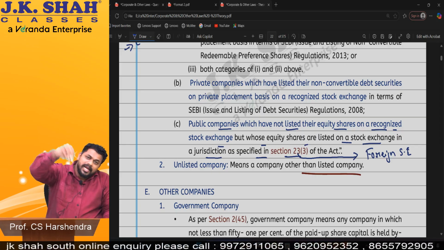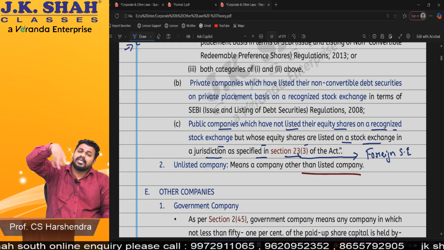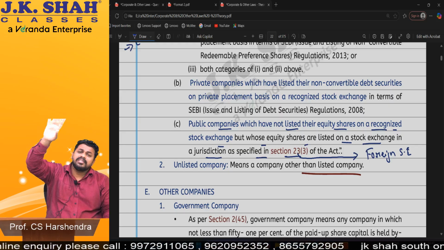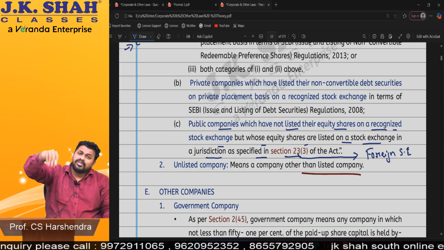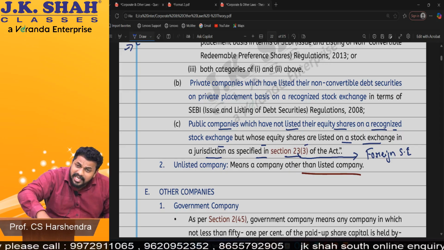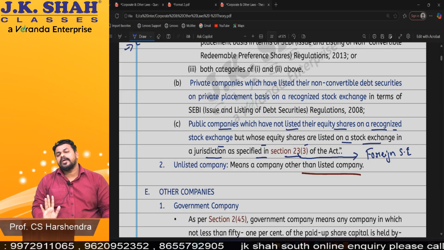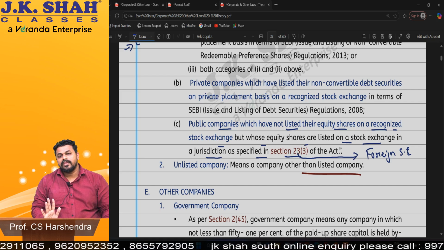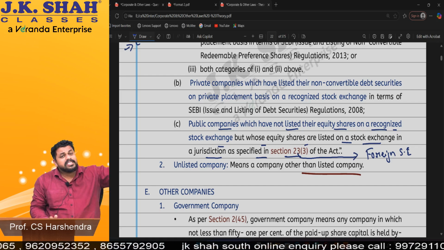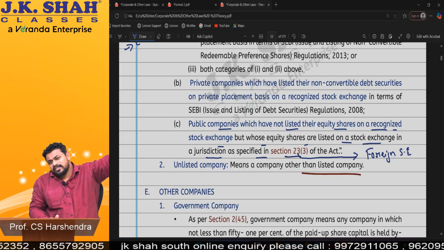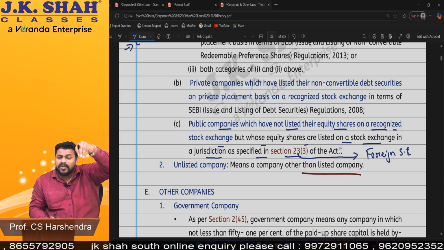That means one thing I understood from the first and second point: if my company is a public company which has listed its equity shares or convertible securities on a recognized stock exchange in India, then only it will be called a listed company. Am I clear with this? But if it has listed its equity shares or convertible securities outside India, on the American stock exchange or Luxembourg stock exchange, will it be called a listed company?